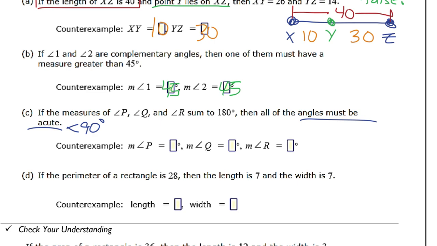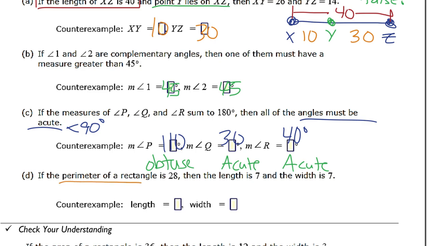So if I do that, let's just say this is 110 degrees. Well, I could just say this one's 30 degrees, and that's 140 total, and I just need 40 more. So therefore, this is obtuse, and those two are acute by those definitions. So this one, remember, is obtuse, and these ones acute. Therefore, this is a counterexample to the fact that the angles must all be acute, which they are not. One is not acute. Then our last one is the perimeter of a rectangle is 28.